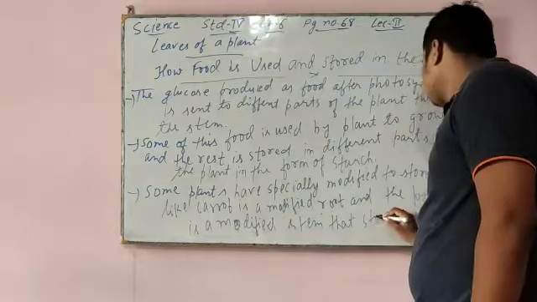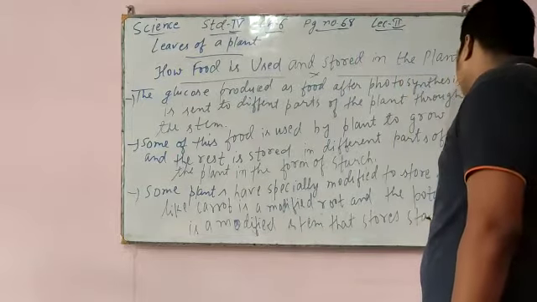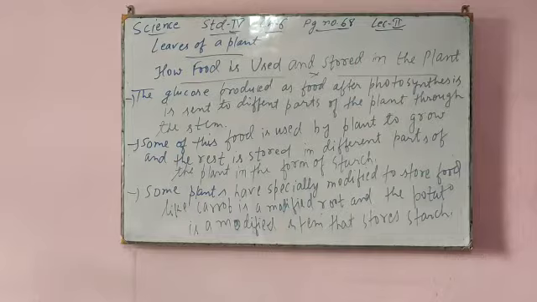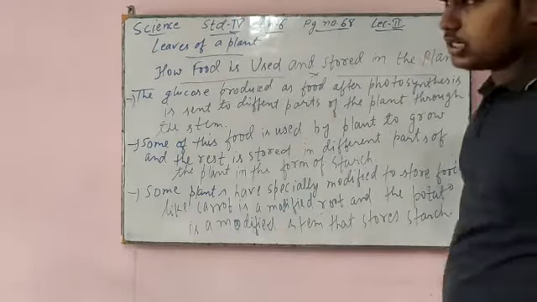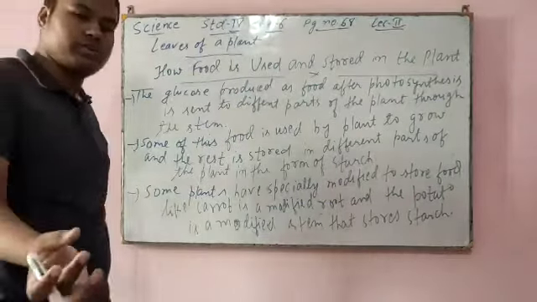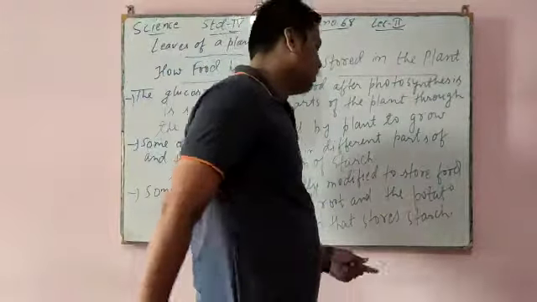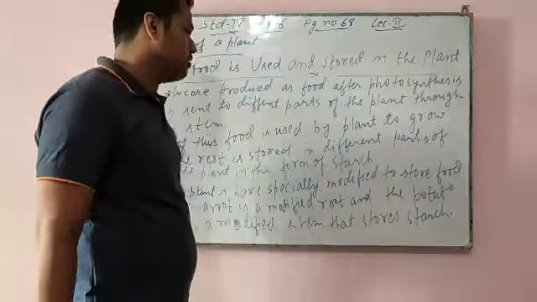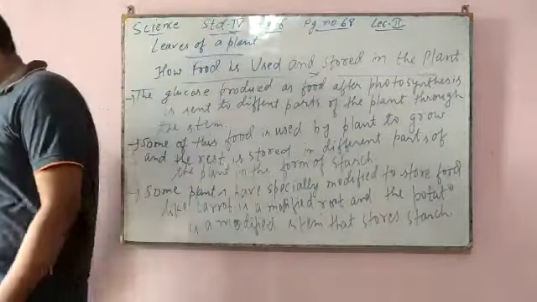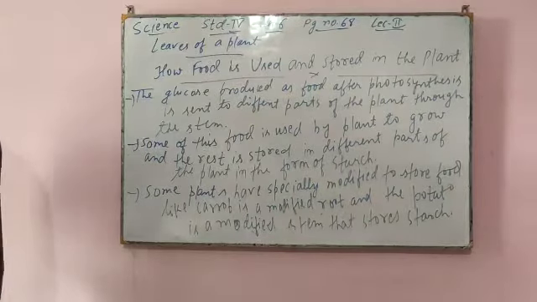In these plants, what happens? The carrot absorbs all the starch, because we eat the carrot, and the potato also we eat. That's why it is edible, and they store all the starch. So now this is over.